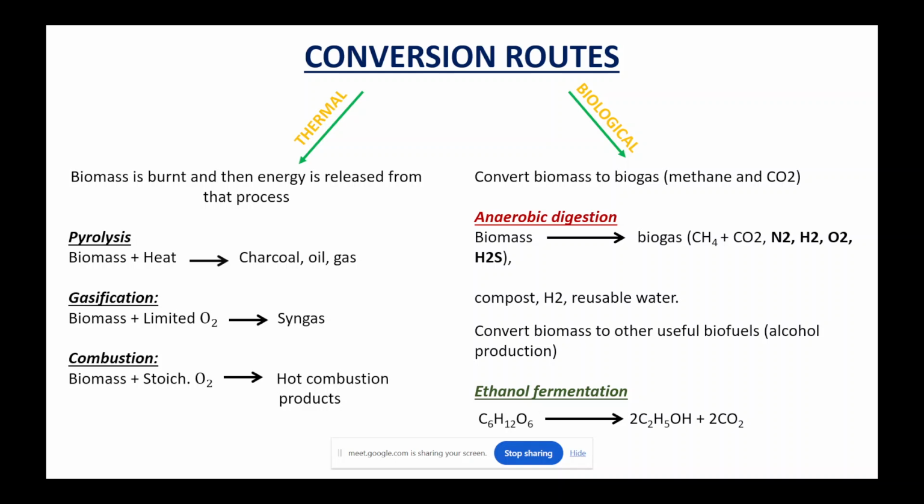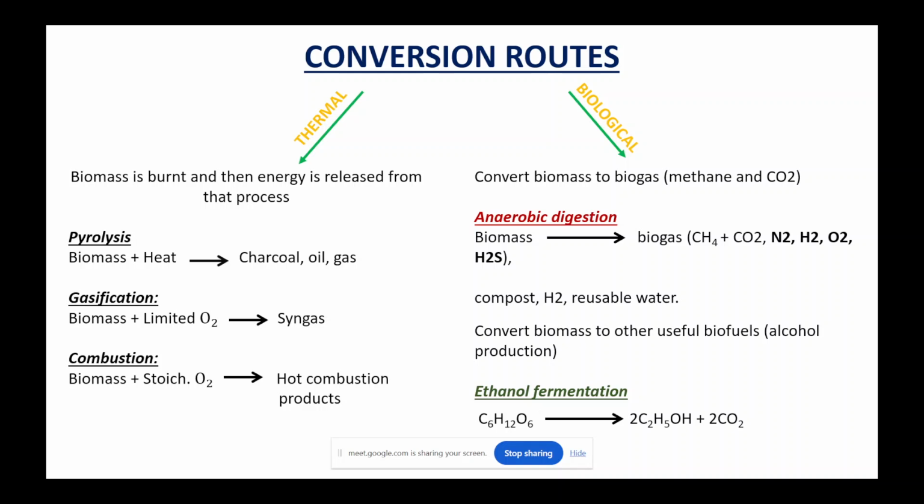So apart from biomass to biogas conversion, you can also convert this biomass to other kinds of biofuels like alcohol production. That typically is what you call the ethanol fermentation process, where you break down glucose to ethanol, and carbon dioxide is also released along with this.